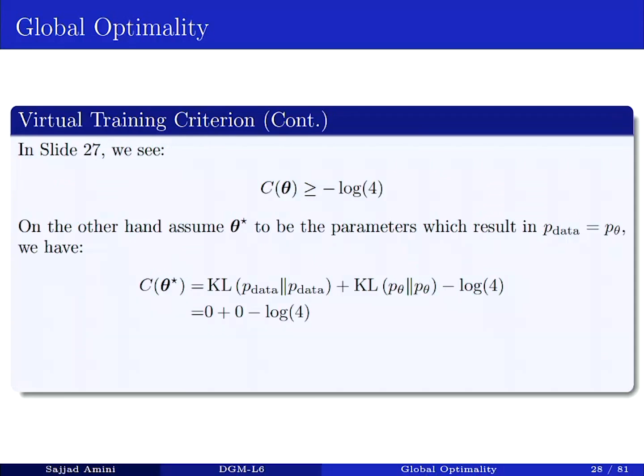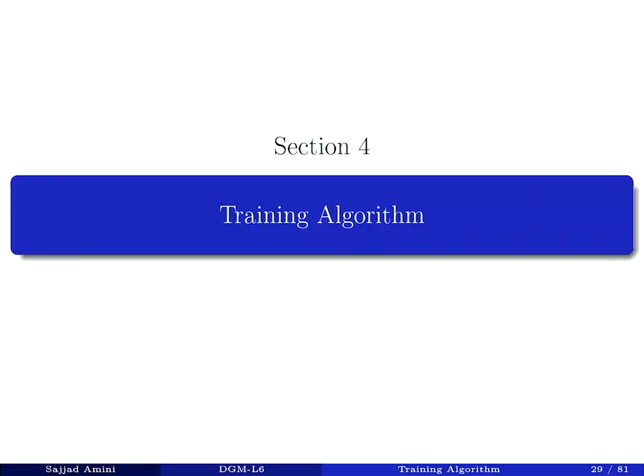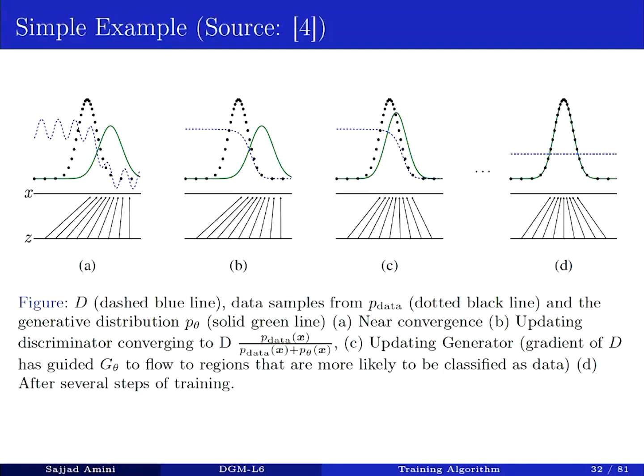Okay, so again, here we show that the minimum of this C theta, the best model, is the model that results in C theta equal to log of 4 minus log of 4, and thus p theta equal to p data is the global minimizer of C theta. We see the training algorithm.